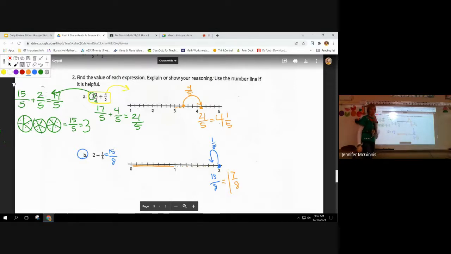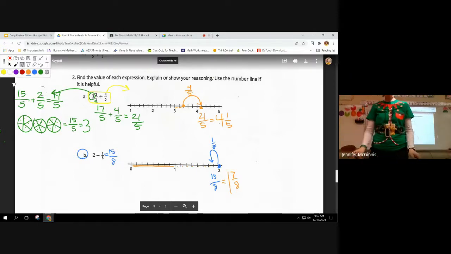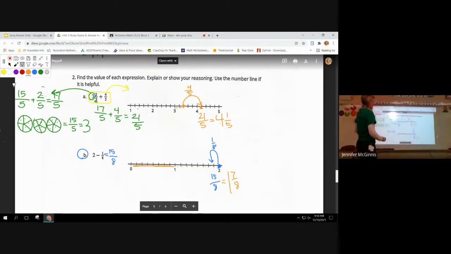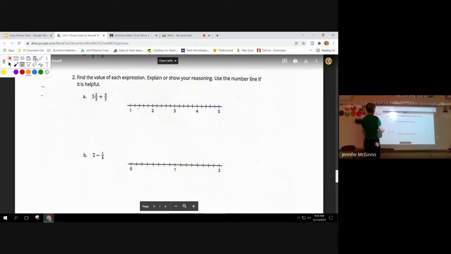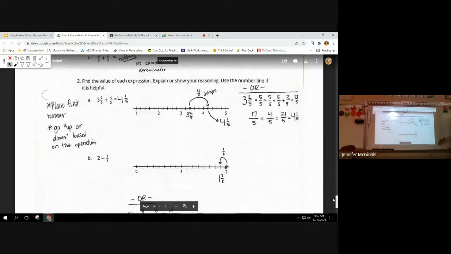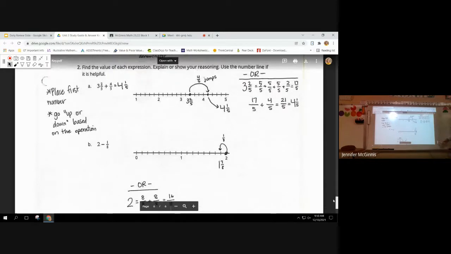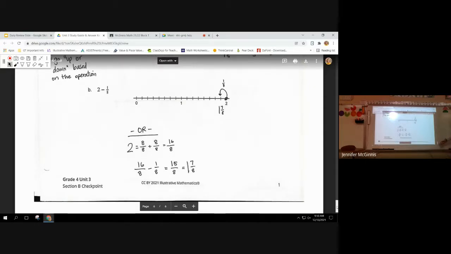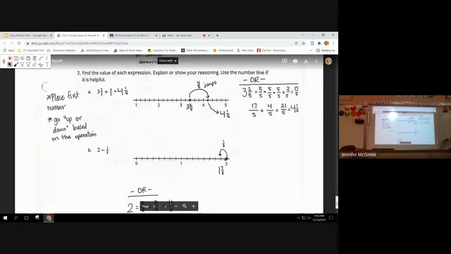I will tell you, on your test tomorrow, which I have right here in front of me, there are no number lines. So you're going to have to do your own number line if you want it, which is fine. Not worried about that. Okay? So here's how you do your addition and subtraction. Here is your answer key. I tried to be very detailed. See there? I tried to give you alternate ways of doing it.